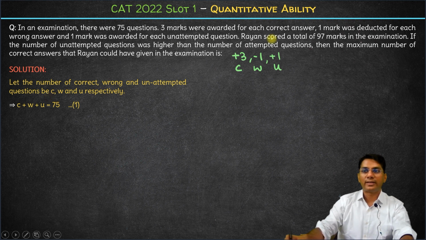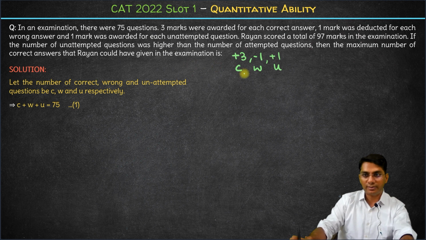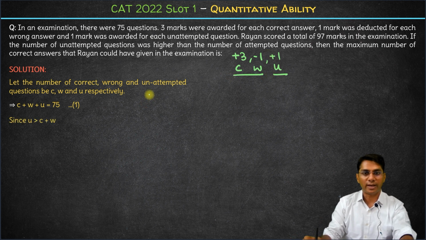Fine. Now it's given that the number of unattempted questions was higher than the attempted questions. Unattempted questions is U and attempted questions is the correct plus the wrong questions. Even wrong questions are attempted, right? So C plus W is the number of attempted questions and U is the unattempted questions. So U should be greater than C plus W. This is what we have.